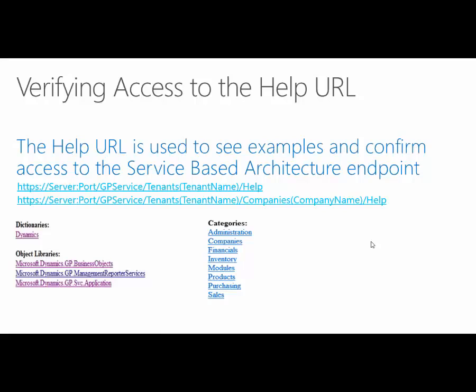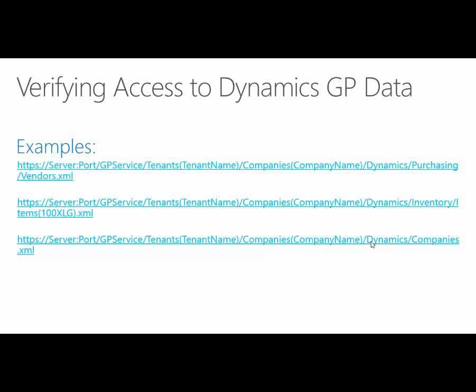So that's the high level. That's the help level. That's just what can you do. Now the next level down is verifying that you can actually access that GP data. Here are some examples of pulling information out. Here are three gets that I would do. The first one would be retrieving vendor data, not specific to any one vendor, just all my vendors. The next one is inventory items, and I'm specifically pulling out the 100 XLG, so just information on that item would be pulled out. And the last one's going to return me a company list.